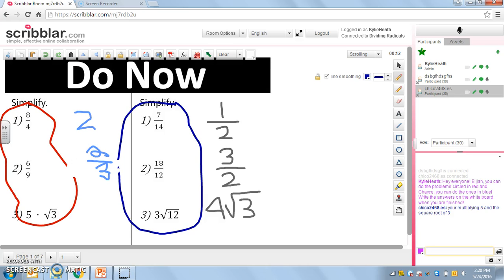Okay, so you're multiplying 5 and the square root of 3 for number 3. You're correct. So for that one, you would end up with 5 square root of 3. Why would you not end up with the square root of 15?